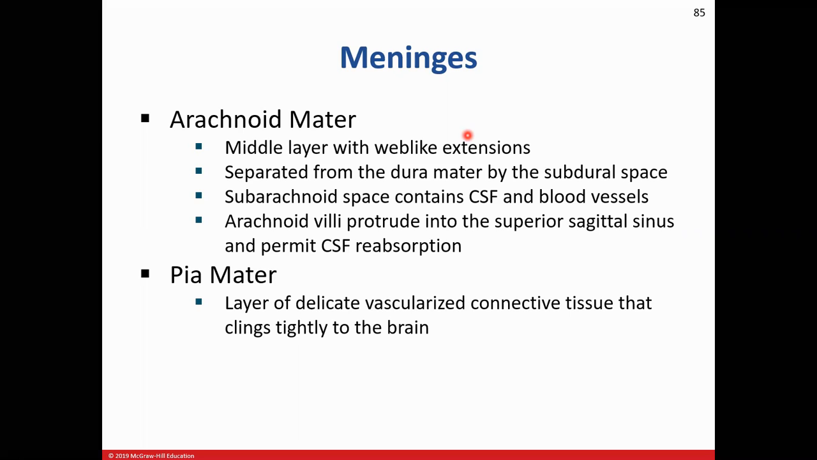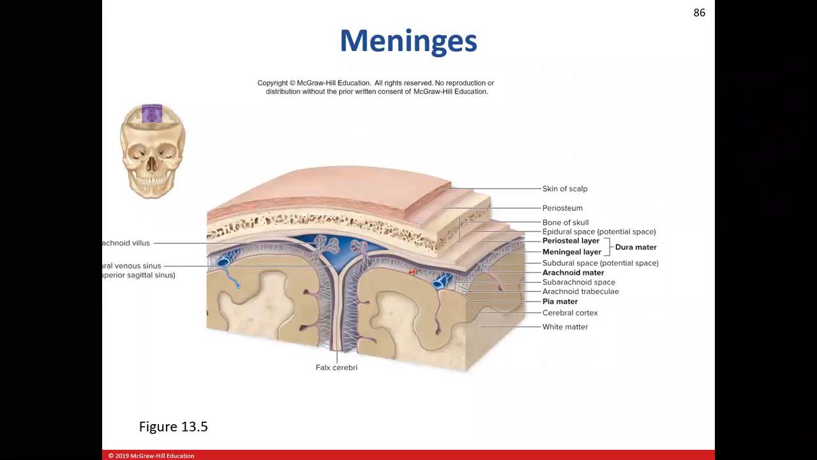Our third meningeal layer is the pia mater, and it's the deepest of the layers and tightly clings to the brain. And it's a very delicate layer of vascularized connective tissue. So we can take a look at this cross section. You'll notice up here in purple where it is. So we're just looking right across the layer of brain tissue and of the skull.